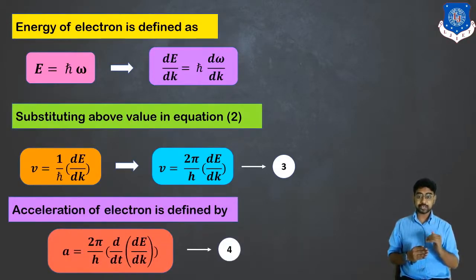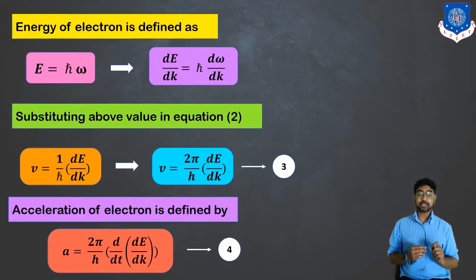Now when we substitute this in equation 2, we get velocity v equals 1 by h cap dE by dk. In that, we write h cap in the form of h by 2 pi. So you can see that now v becomes v equals 2 pi by h into dE by dk.